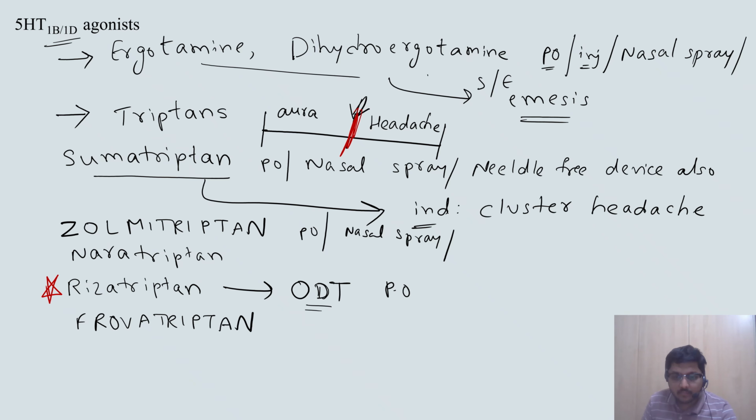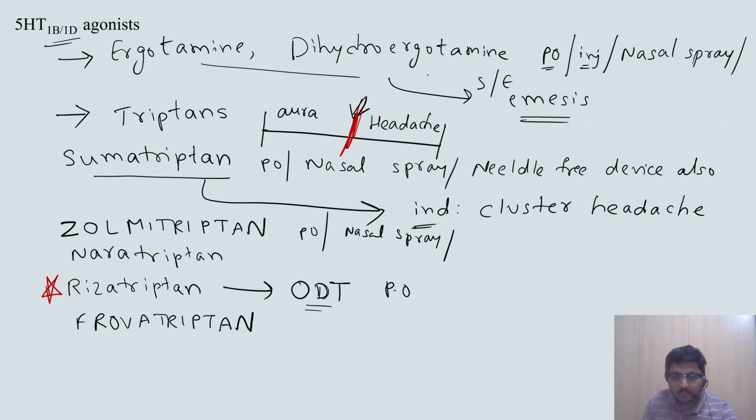Next triptan is almotriptan. For almotriptan, we need to remember one more point. We know it is acting as an agonist on serotonin 1B, 1D receptors, right? Along with 1B and 1D, almotriptan also acts as an agonist of the 1F type of receptor. And the last triptan, the latest triptan as per available triptans in the market, is eletriptan.